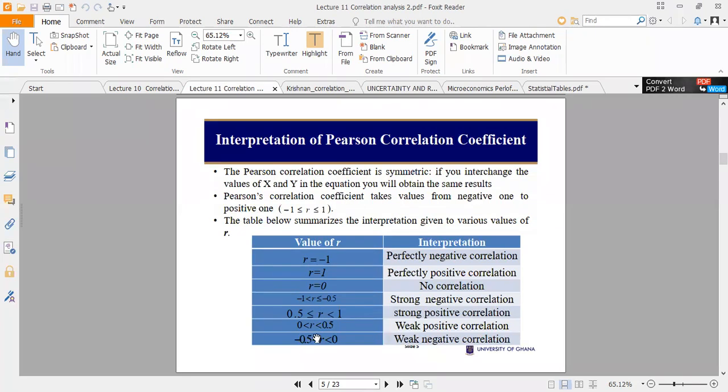And then if the correlation coefficient is positive, that's if it's greater than 0 but less than 0.5, so 0.2, 0.4, and all that, we have a positive correlation, but it is weak. So we have a weak positive correlation. I hope we understand that.